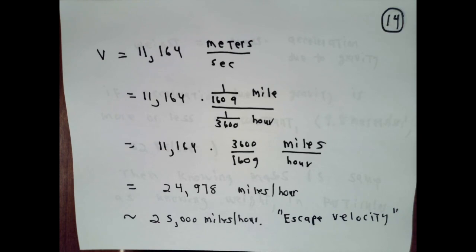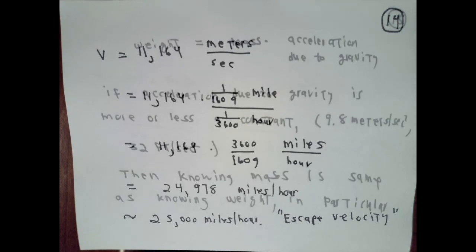This is what's called escape velocity. If you were on or near the surface of the Earth and someone gives you that amount of speed in the up direction, you will not come back. Note, you never do escape the gravity of the Earth so much as you overcome it.